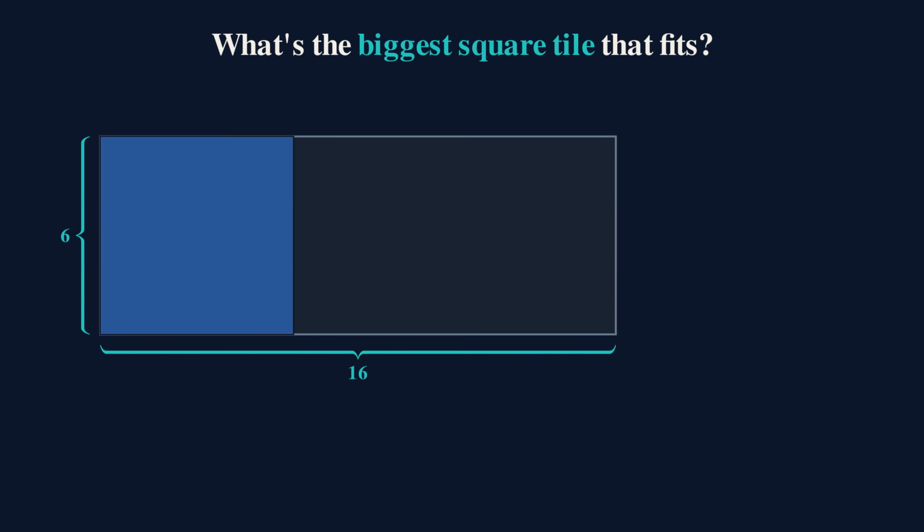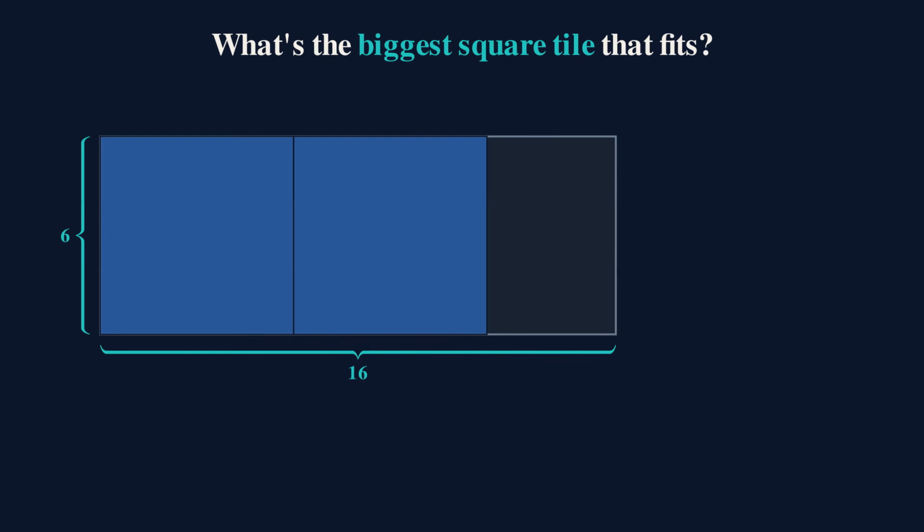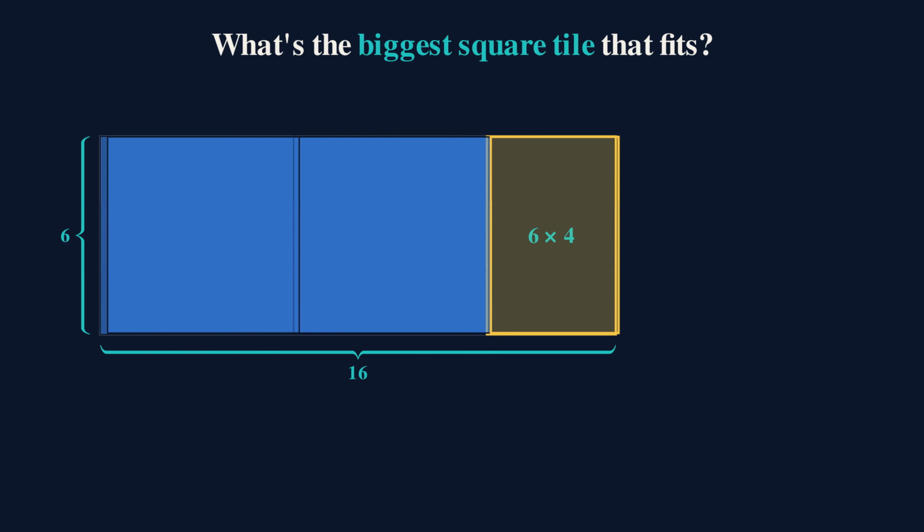Now, how many of these actually fit along the length? 1, 2, 3. Nope, that one hangs right off the end. Way too big to fit. So we stop at 2. And that leaves this strip on the end. 6 tall, 4 wide.